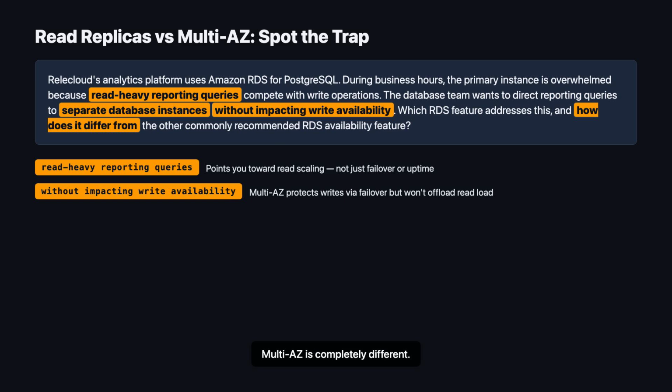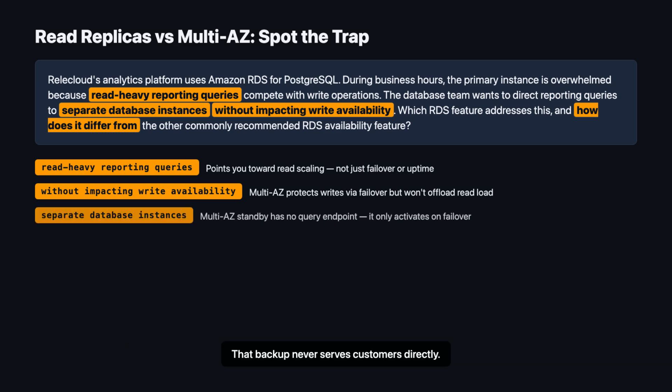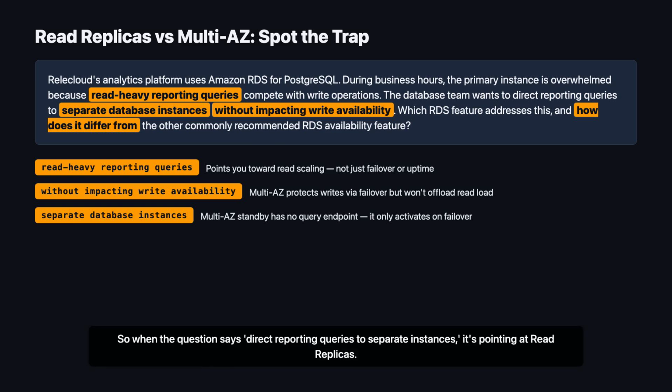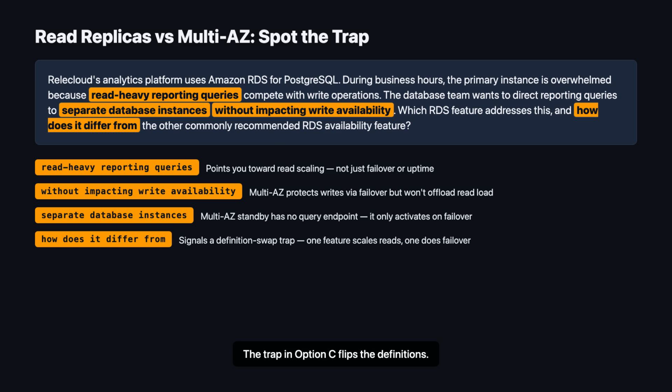Multi-AZ is completely different. It's a backup barista standing in the kitchen, ready to jump in if the main one gets sick. That backup never serves customers directly, so when the question says direct reporting queries to separate instances, it's pointing at read replicas. The trap in option C flips the definitions. Multi-AZ standby is unreachable for queries. Read replicas are. That's why A wins.